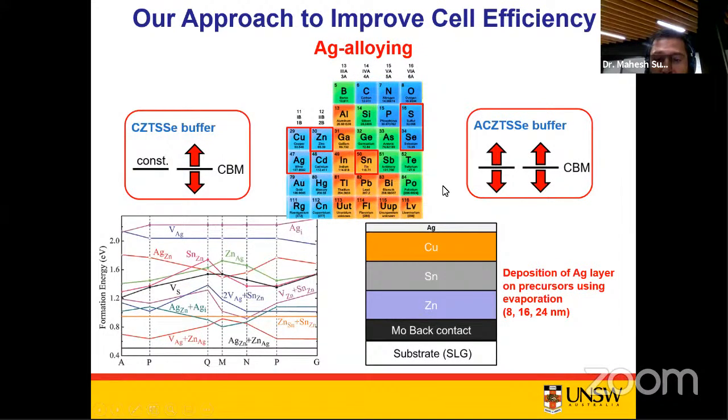So considering all these benefits, we decided to simply alloy the silver into the CZTSSe absorber to overcome this large VOC deficit. So what we came up with was the idea of simply depositing an Ag layer on top of the copper, zinc, tin metal precursors using evaporation, with thicknesses of around 8, 16, and 24 nanometers, followed by sulfoselenization using rapid thermal processing in the temperature range between 500 and 580 degrees for about 3 to 5 minutes to get the silver-alloyed copper zinc tin sulfoselenide thin films.